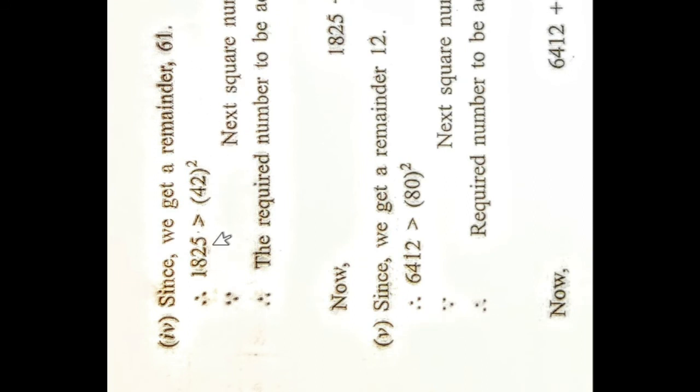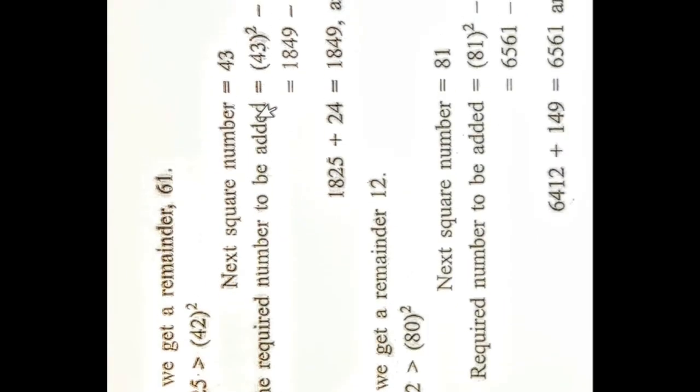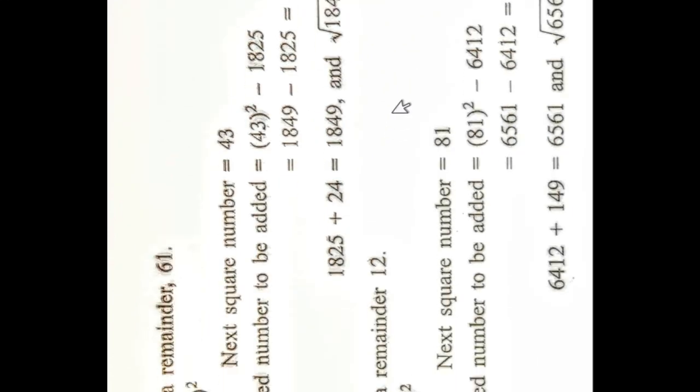So 1825 is greater than 42 square. Here we are getting 42, but this number is greater than 42 square. Now the next square number will be 43. So the required number to be added will be 43 square minus 1825. 43 square is 1849 minus 1825, that is 24. Now 1825 plus 24 will be 1849, and the square root of 1849 equals 43.